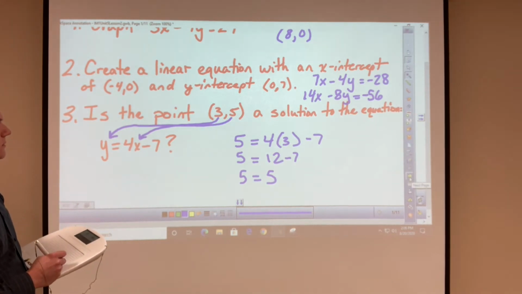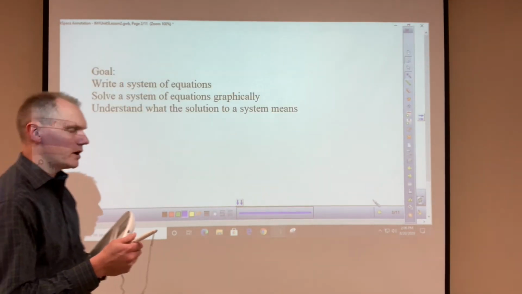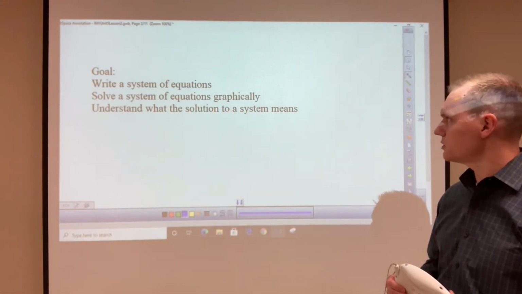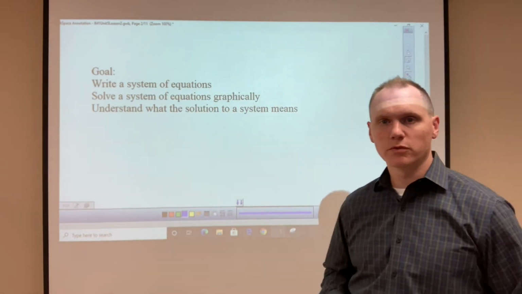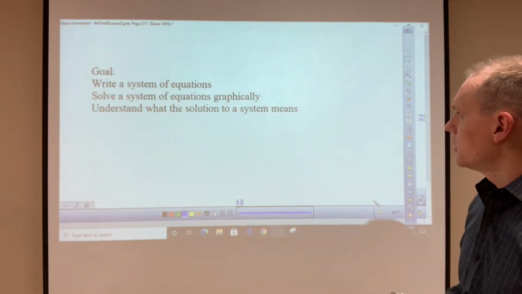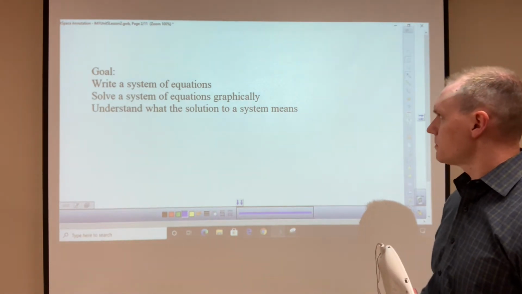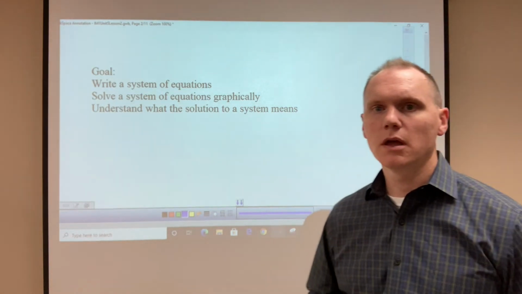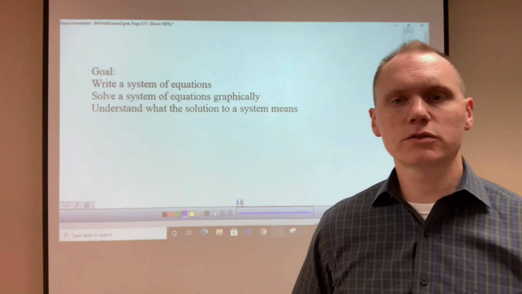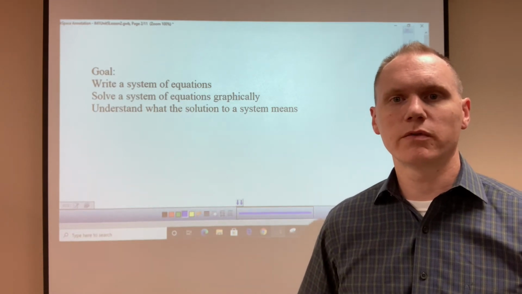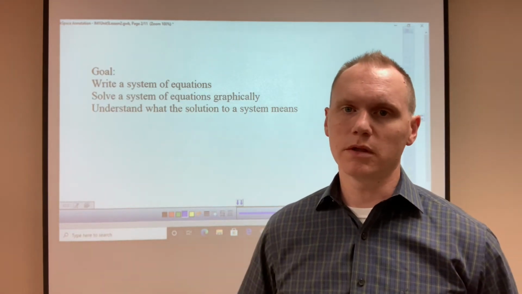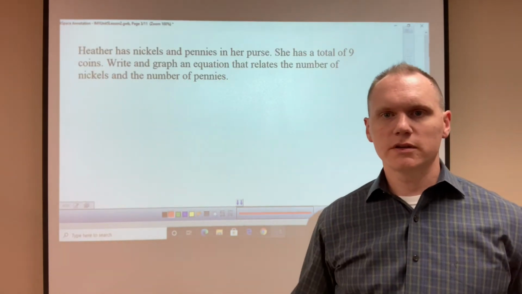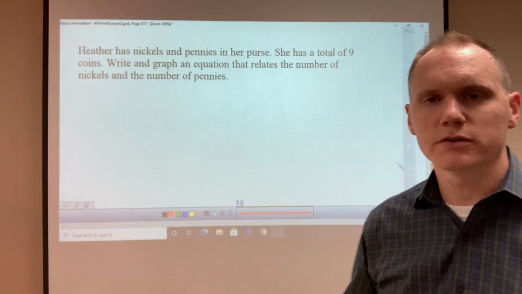All right? So let's go on to our goal for today. We have 3 goals. The first one is to be able to write a system of equations. Most of the time it's going to be from a real world context. Then solve a system of equations graphically, and then understand what the solution to a system of equations means. And I know this is a new idea, so let's talk about what a system of equations is and what that means through this example that I have for you.